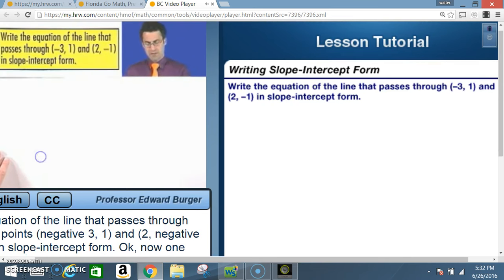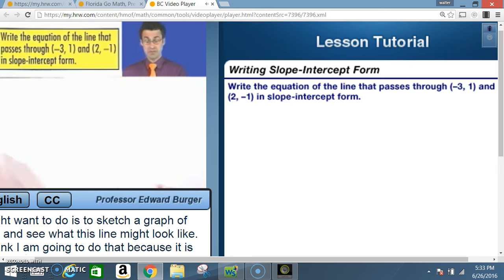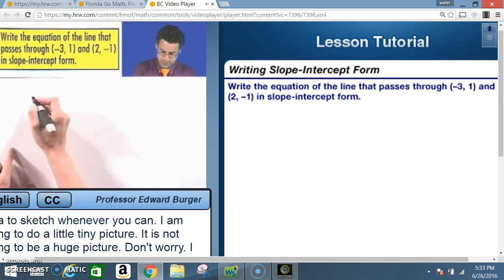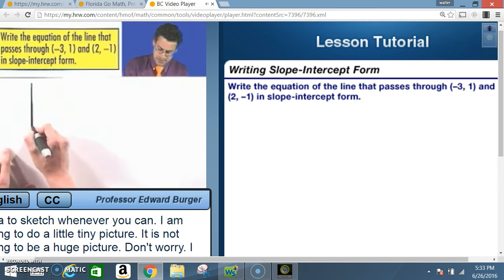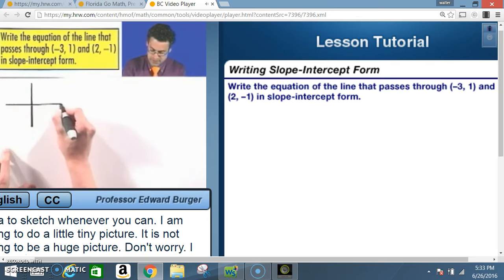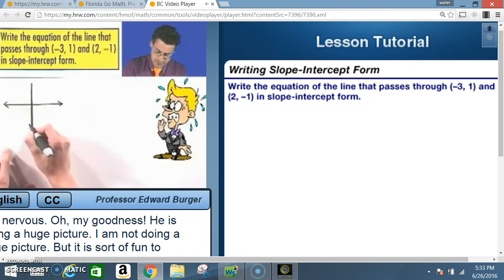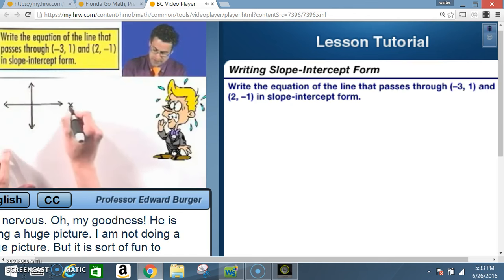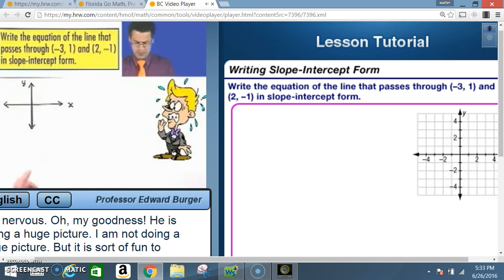Okay, now one thing we might want to do is just sketch a graph of this and see what this line might look like. And I think I'm actually going to do that because it's always a good idea to sketch whenever you can. So I'm just going to do a little teeny picture. It's not going to be a huge picture. Don't worry. I can see already you're nervous. Oh my goodness, he's doing a huge picture. I'm not going to do a huge picture, but it's fun to visualize things, just even informally.